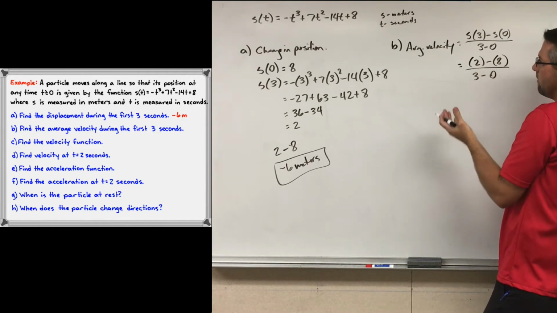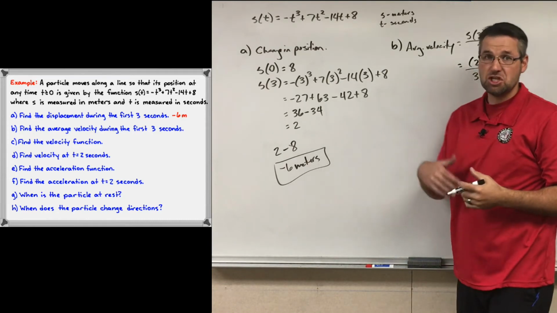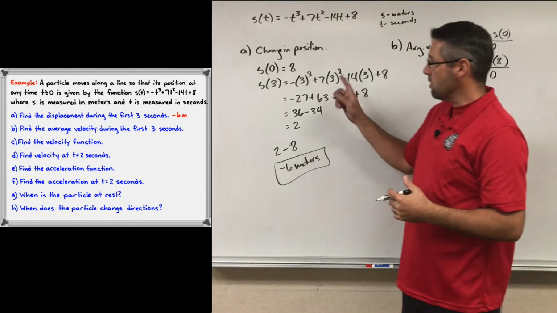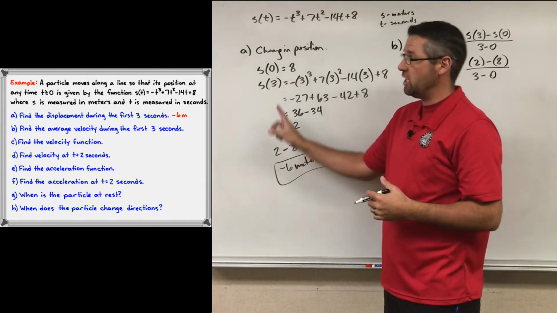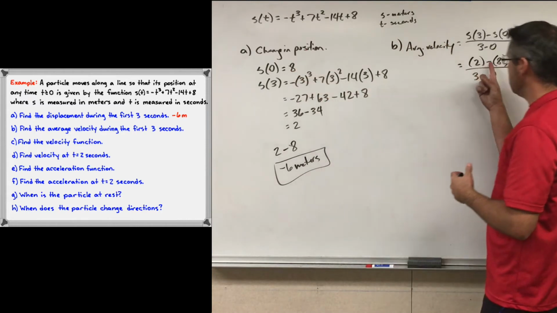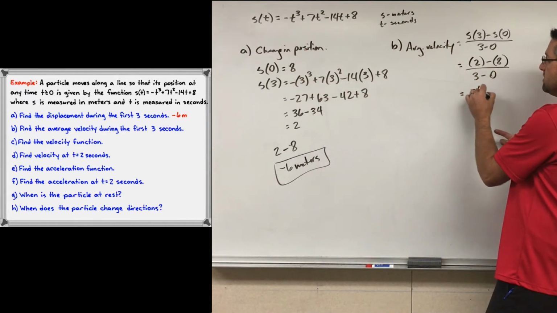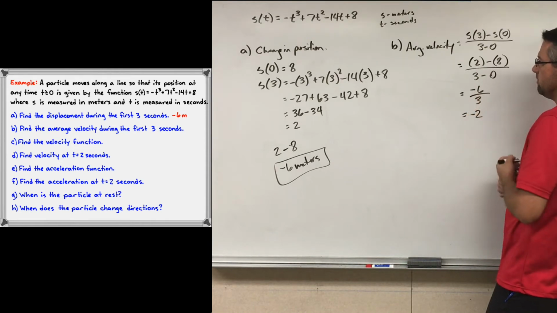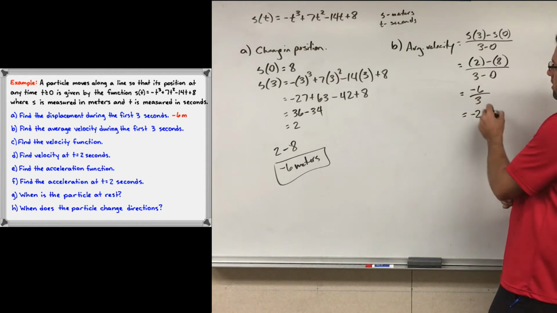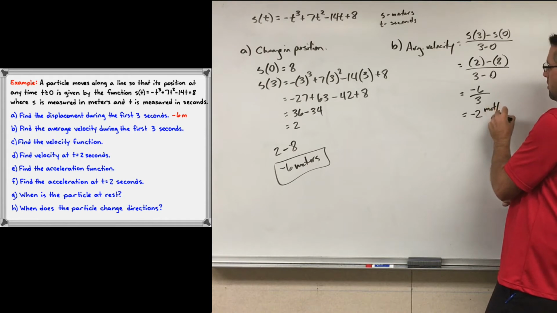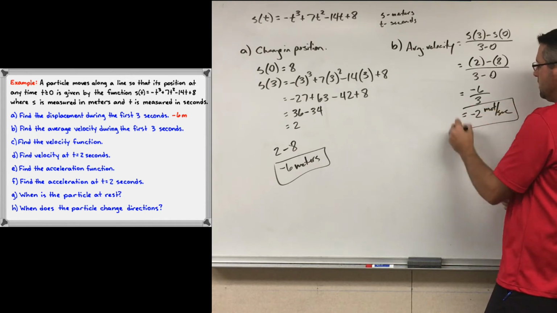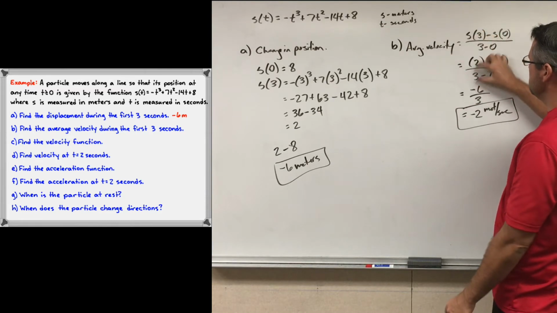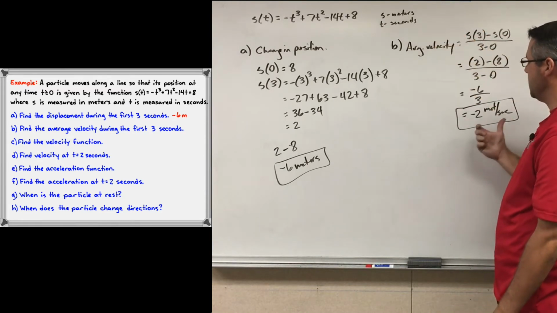Now, I do want to point out, average velocity is the change in the position over the change in time. Remember, displacement is the change in position. So we actually already figured out our numerator here. It's negative 6, but I did the work anyways. So negative 6 over 3, which is negative 2. And the units on this would be meters per second, okay? Because we have a change in position, which is meters, and a change in time, which is seconds. So negative 2 meters per second.